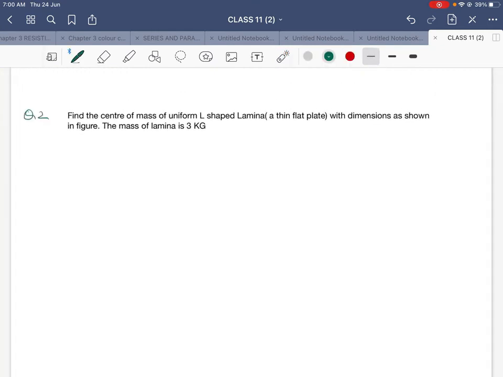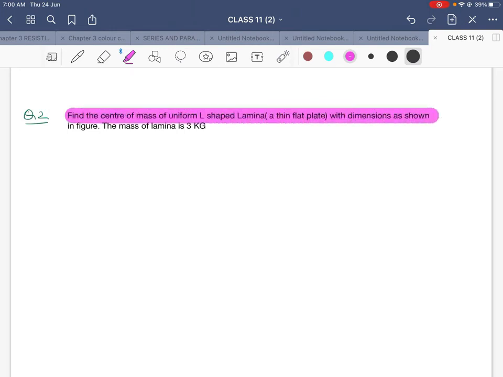Question number 2. Here, find the center of mass of a uniform L-shaped lamina, a thin flat plate, with the dimensions as shown in the figure, and the mass of the total lamina is 3 kg. We are given the dimensions of the L-shaped lamina.